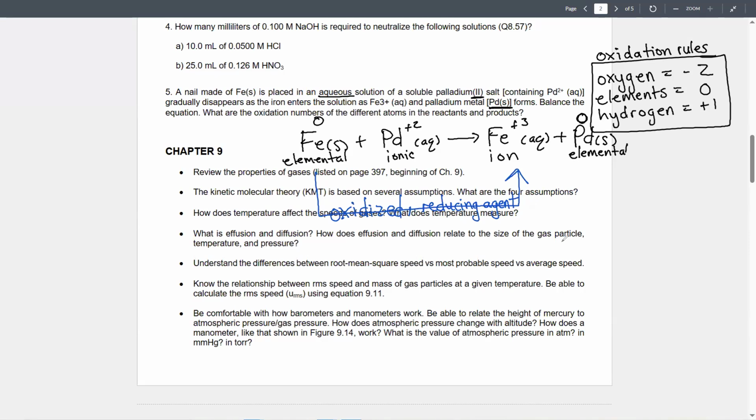And then who became more negative? Who went down, who went to the left on the number line? Reduction is down. Palladium, he went from +2 to 0. So he was reduced. And if it was reduced, then it's the oxidizing agent. All right, so now I'm going to go to another screen and show you how to balance the equation. Then we will be done for real, for real.